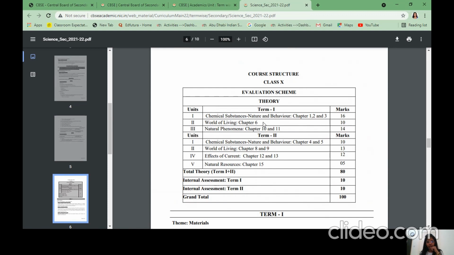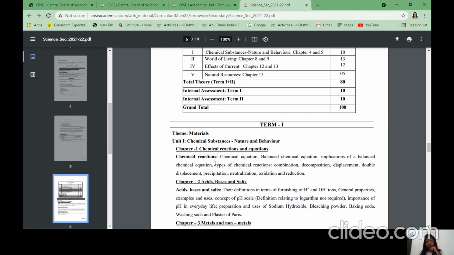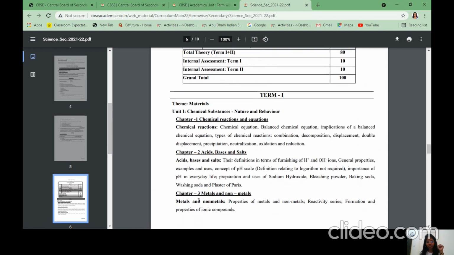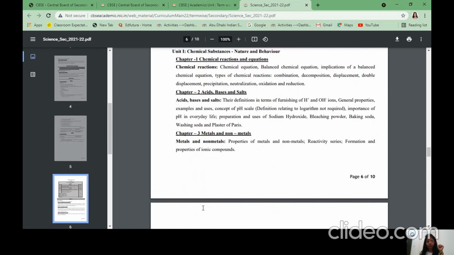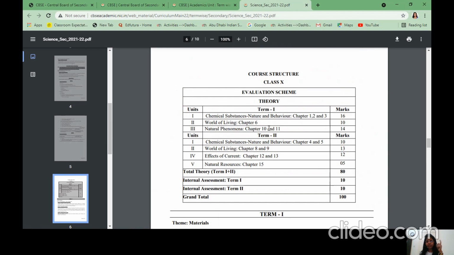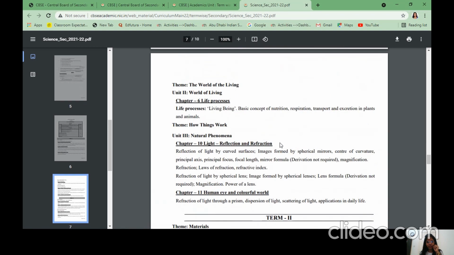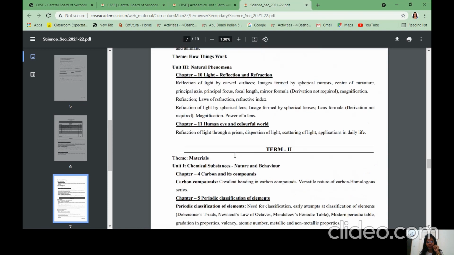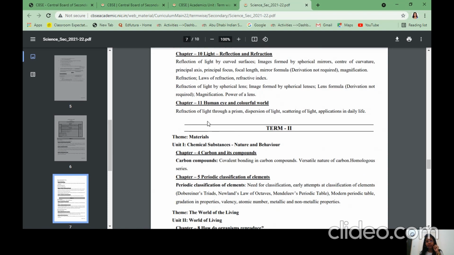Now let us see in chemical substances, nature and behavior, which 3 chapters are there. First chapter is chemical reaction and equation. Second chapter, acid, bases and salt. And third chapter is metal and non-metal. Biology chapter 6 is life process, and that carries 10 marks. That's a huge chapter. And third one is natural phenomena, chapters 10 and 11, that has 14 marks weightage. Chapter 10 is light, reflection and refraction. And 11, human eye and colorful world.